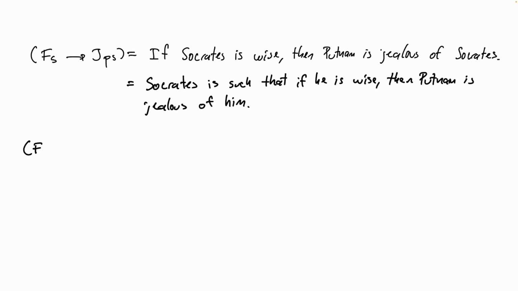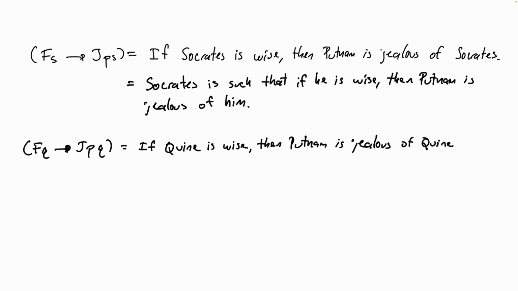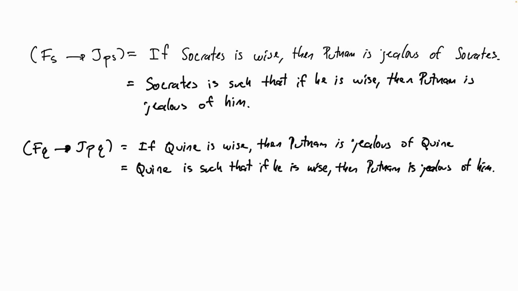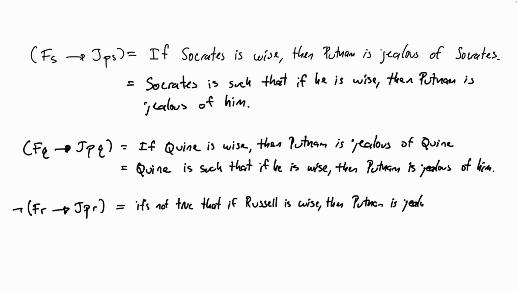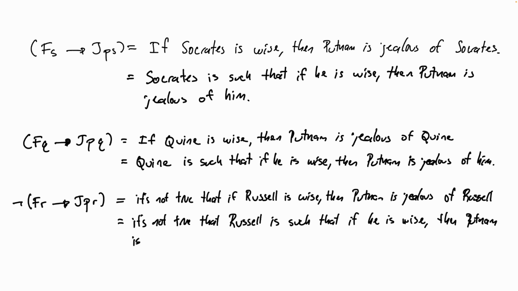The formula if FQ, then JPQ, if Quine is wise, then Putnam is jealous of Quine, can be seen as attributing that very same condition to Quine. It can be seen as saying that Quine is such that if he is wise, then Putnam is jealous of him. The formula not if FR, then JPR, it's not the case that if Russell is wise, then Putnam is jealous of Russell, takes that same condition and denies that it applies to Russell. It says it's not the case that Russell is such that if he is wise, then Putnam is jealous of him.